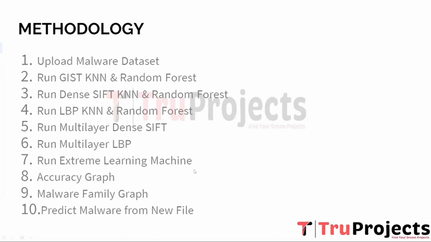Seventh, run extreme learning machine. Extreme learning machine, that is ELM, is a machine learning technique used to train feed-forward neural networks efficiently. In this phase, ELM is employed as a classification algorithm. It takes the extracted features from the malware samples as input and learns to classify them into different malware families.